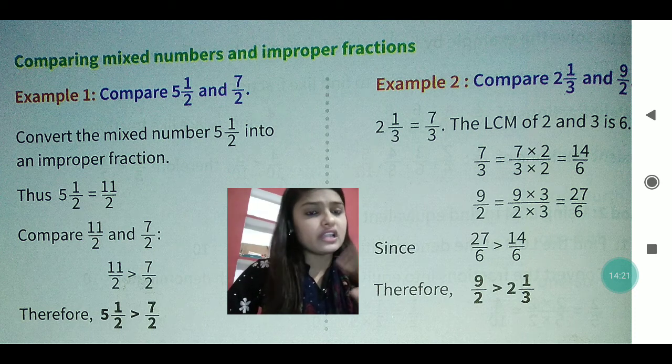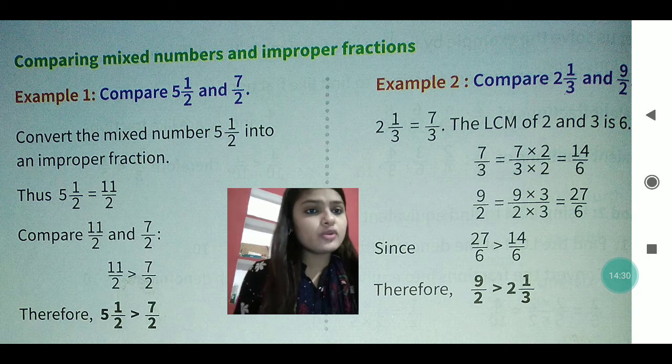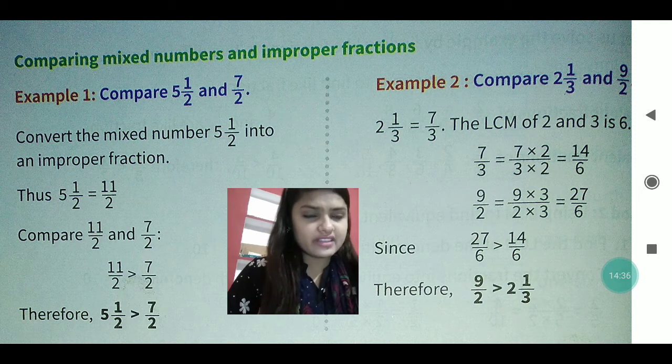Denominator is not changing, only the numerator is changing, because we are converting the mixed fraction into an improper fraction. Now the LCM of 2 and 3 is 6. Why are we finding the LCM of 2 and 3? Because the denominators are 3, in 2 1 by 3, and 2, in 9 by 2. When you find the LCM of 2 and 3, you will get 6. You can find it out.